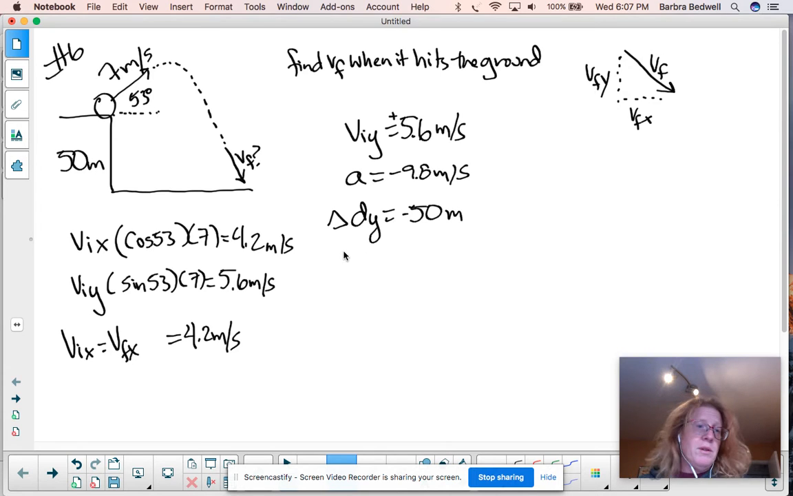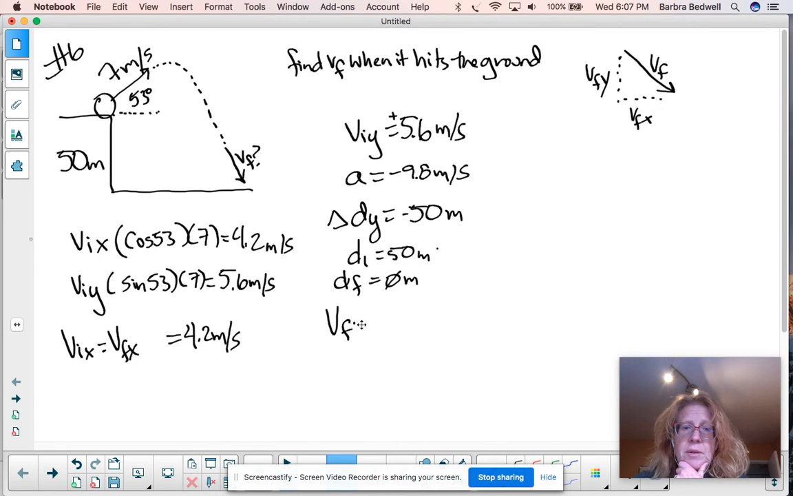If you want, you can enter your numbers this way: DI equals 50, and then DF equals 0 meters, as in it's on the ground. That's the other way to think about it. Both of these work. And then what we're trying to find is VFY in order to use our final triangle.